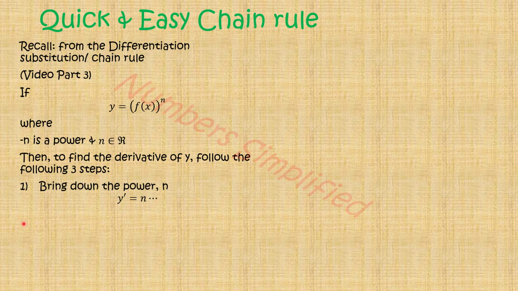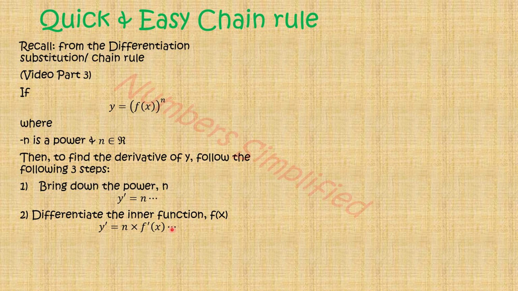So the second step is to identify the inner function, which is the f of x, inside the brackets or the parentheses. So we differentiate that inner function f of x so that we get f prime of x. Now, implying that our y prime becomes the n that we obtained in step number 1, the power that we dropped, times the f prime, which is the derivative of the inner function. Now, we still have something that we are going to include, which we are going to look at in step number 3.